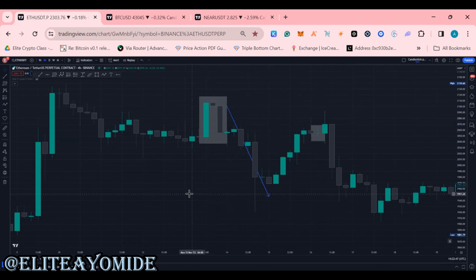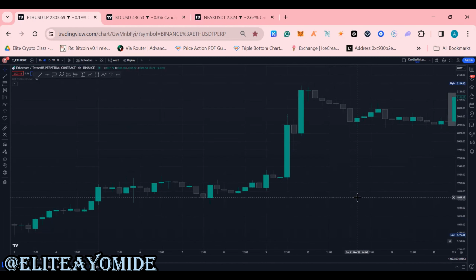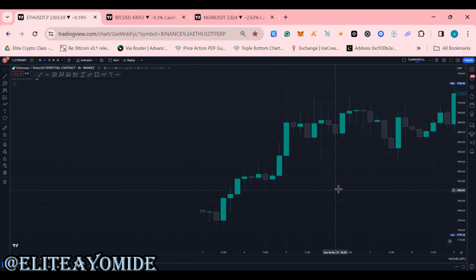So that makes 8 forms of candlestick that you've been taught. We have the hammer and the shooting star, the bullish engulfing and bearish engulfing, the 2 types of doji, then the morning star and the evening star. So when you know these basic forms of candlesticks, you have a very good edge.